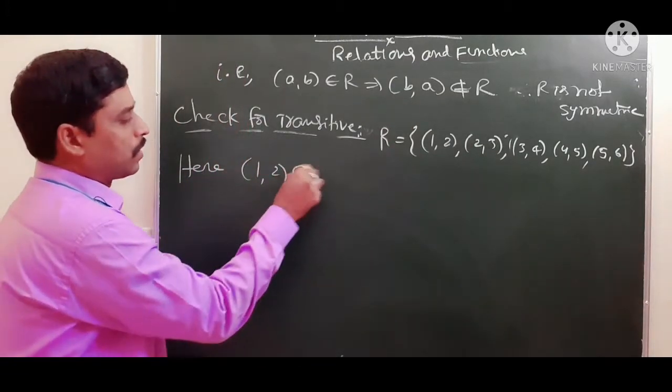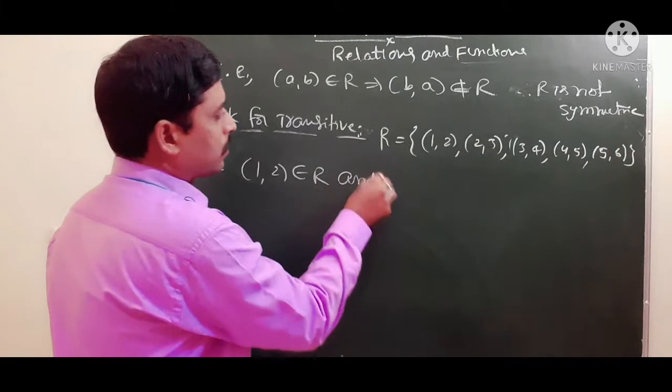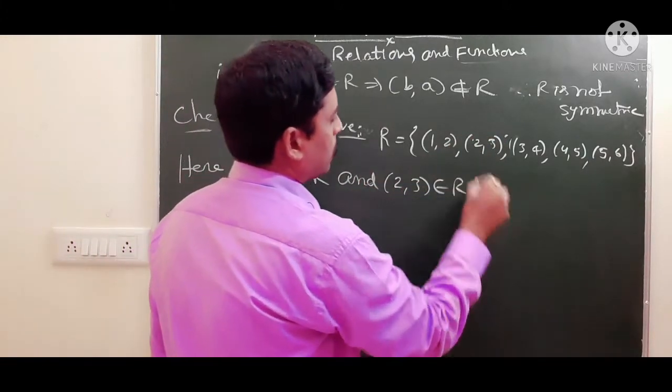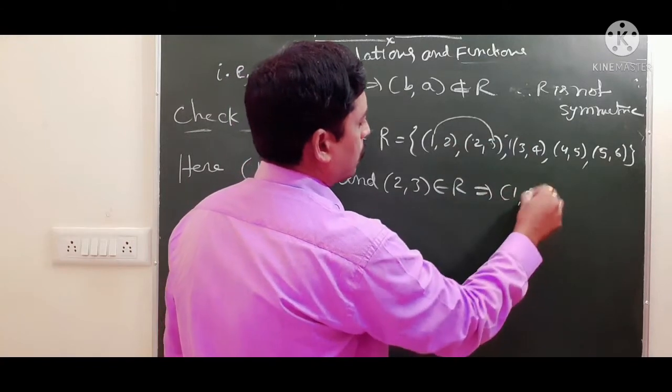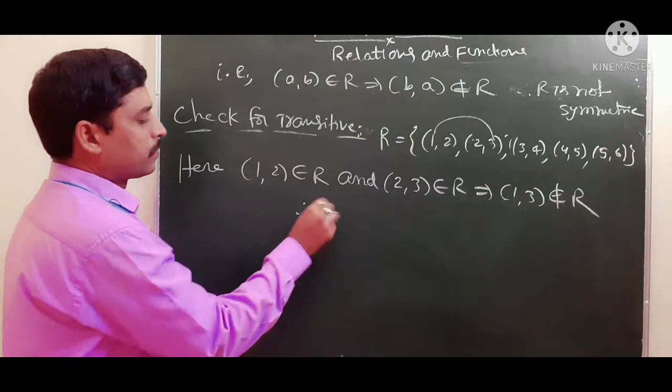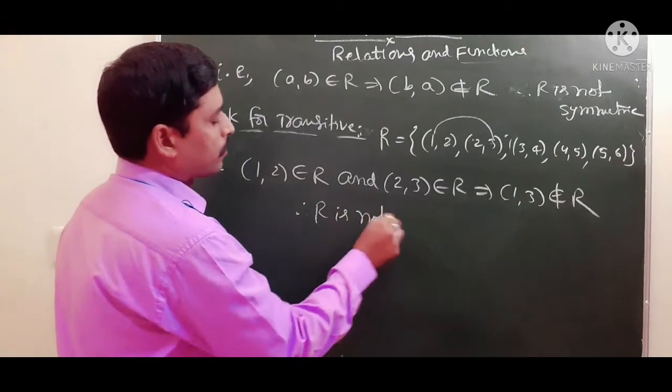(1, 2) belongs to R and (2, 3) belongs to R, that implies (1, 3) does not belong to R. Therefore, R is not transitive.